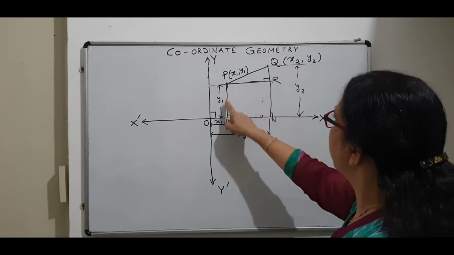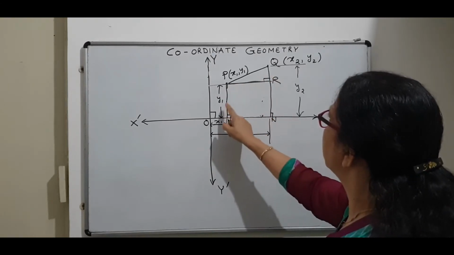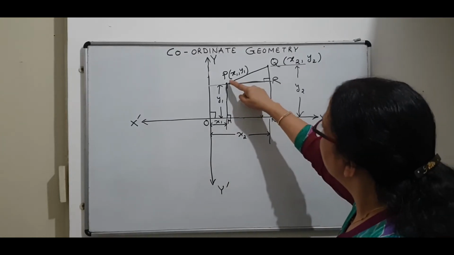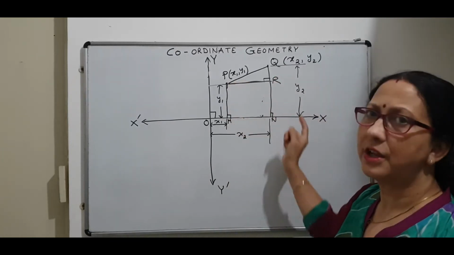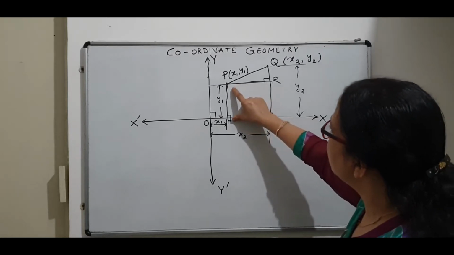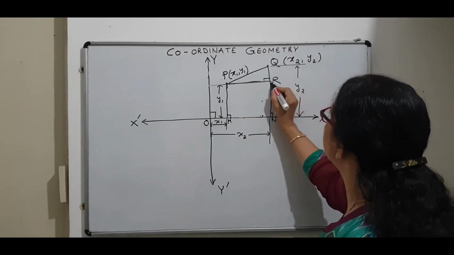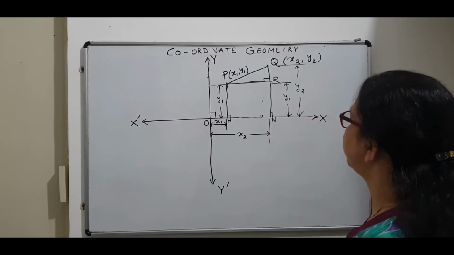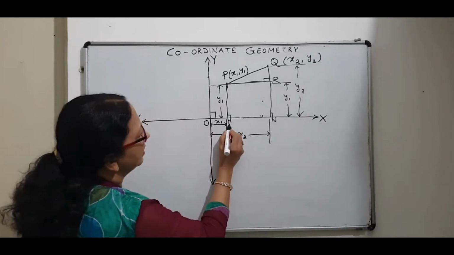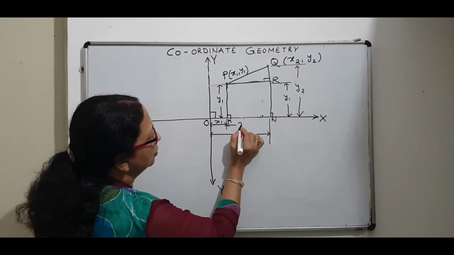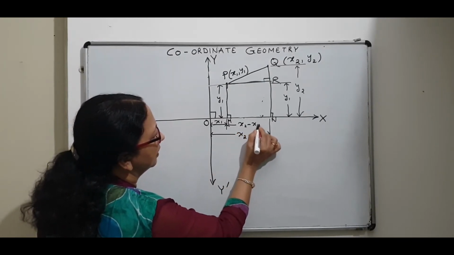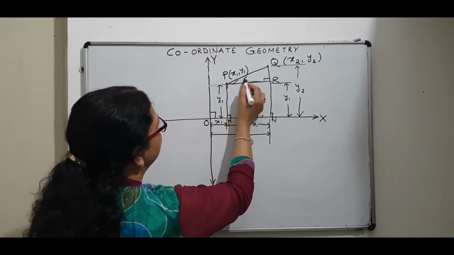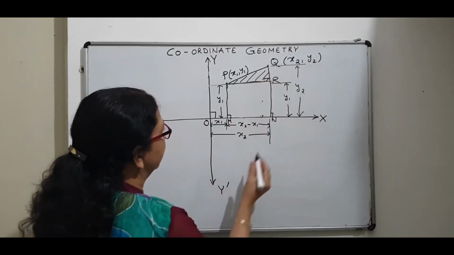Now this is a rectangle, so PR will be equal to MN and PM will be equal to RN. The opposite sides of the rectangle will be equal. So RM is y1, so this distance will also be y1. And what about this MN? MN will be x2 minus x1, as obvious from the figure. So then we can apply Pythagoras theorem in this right triangle.